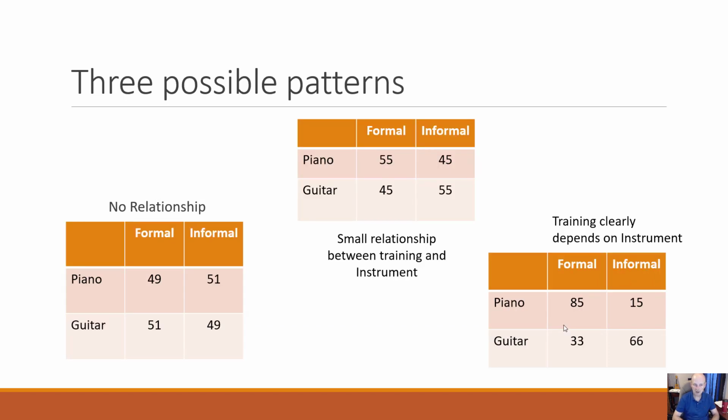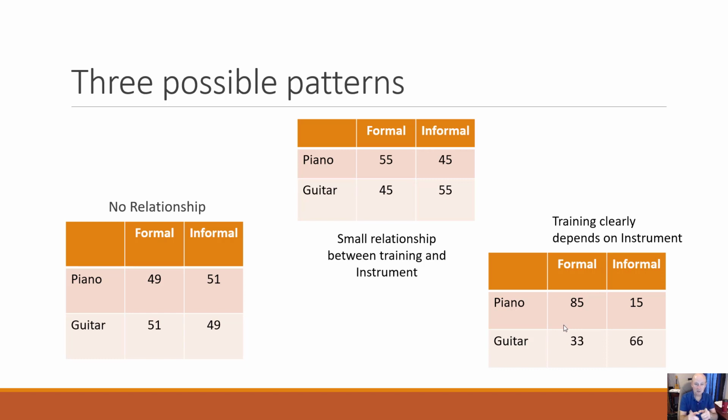So here are three possible patterns. On the left, you see a pattern where there's basically no relationship. I could have made those numbers dead even, but real data never turns out that way. So in this case, we've got 49 piano players with formal training, 51 with informal. It's roughly 50-50. Guitar players, about half of them have formal training, around half of them have informal. The actual numbers are 51 to 49, so it's roughly the same number of guitar players with formal and informal training. In the top row, piano players have informal and formal training in roughly the same numbers. So there's no relationship in that first data set between training and type of instrument.